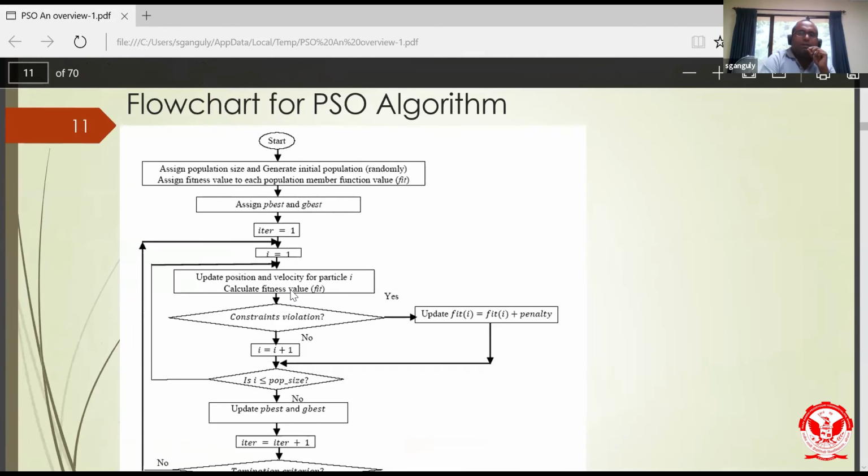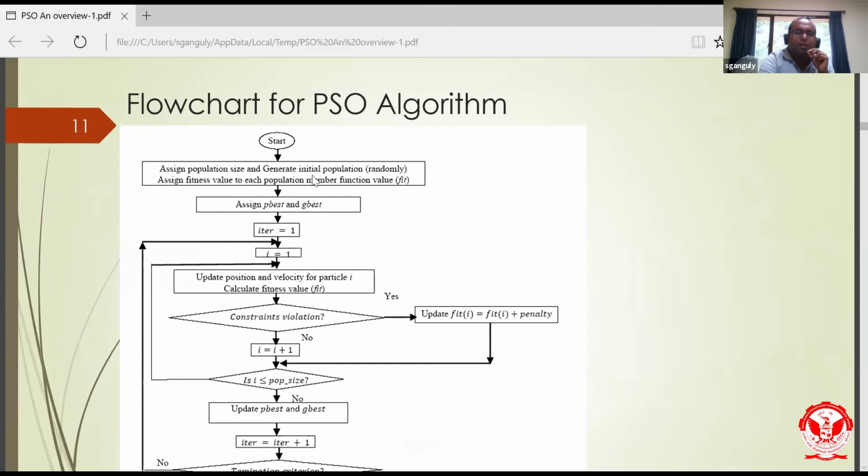So this is the general flow chart of PSO. Initially you have to generate the initial population, then start the iteration count, and then update the position and velocity values. The initial population generation is completely random. Then, with the position and velocity values, you find out the fitness information.